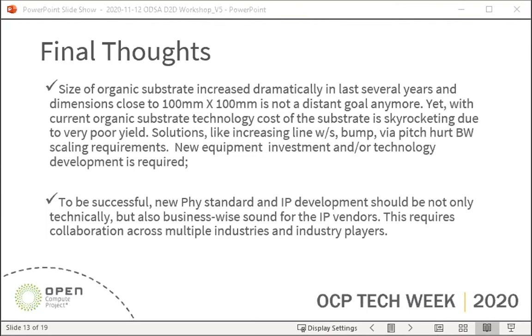And I believe that to be successful, new PHY standards and IP development should be not only technically, but also business-wise sound for IP vendors. And this will require collaboration across multiple industries and industry players. Thank you.